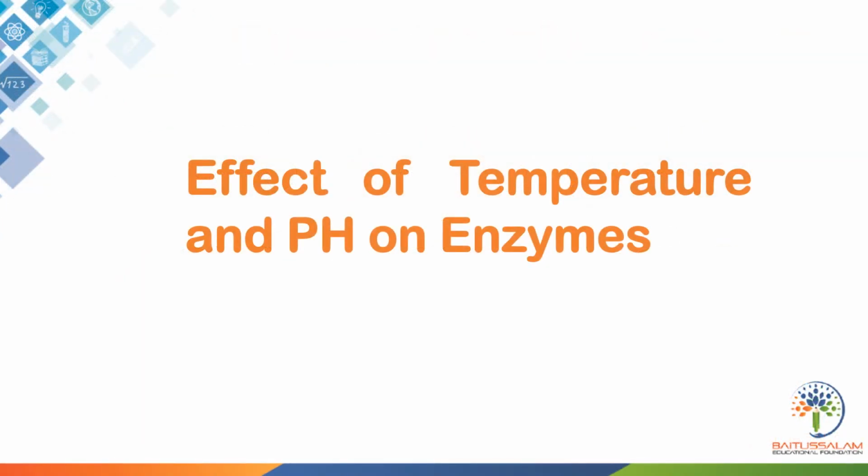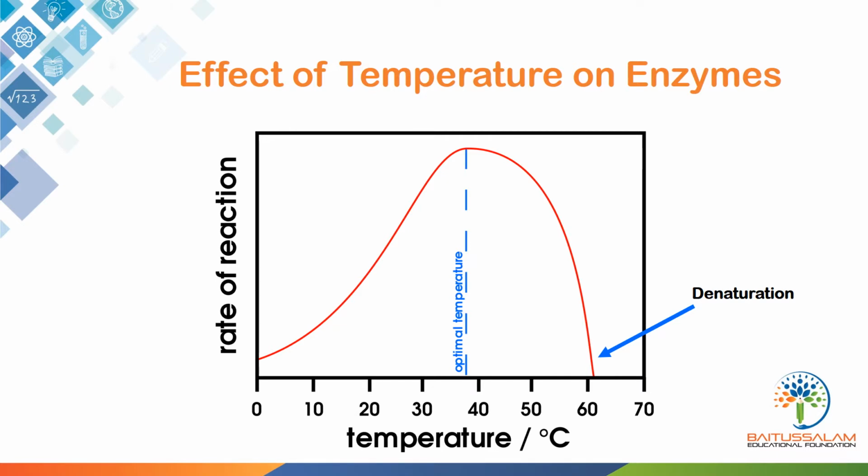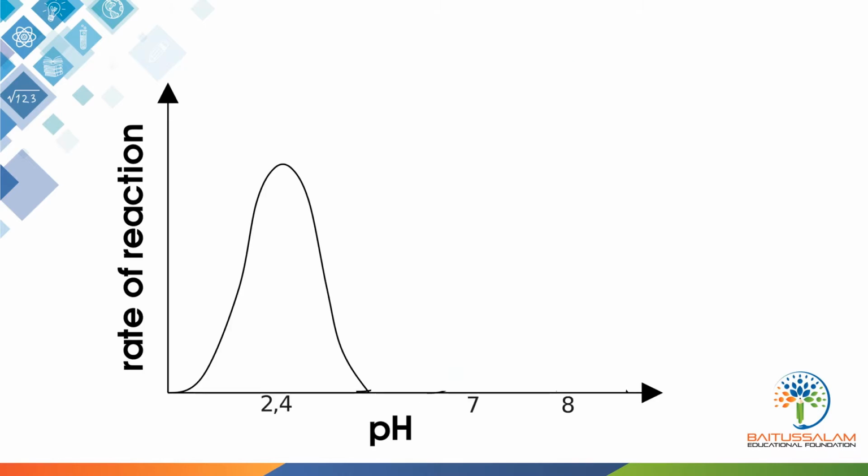Effect of temperature and pH on enzymes. Being protein in nature, enzymes are very sensitive to temperature and pH. Like most chemical reactions, the rate of an enzyme-catalyzed reaction increases as the temperature is raised. But very high temperatures denature enzymes, as can be seen in the graph. The temperature at which the rate of reaction is highest is called the optimal temperature for that enzyme. Enzymes in the stomach have an optimum pH of about 2.